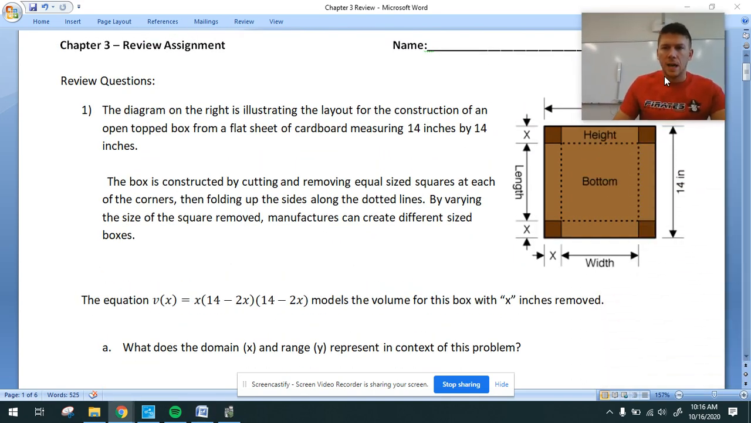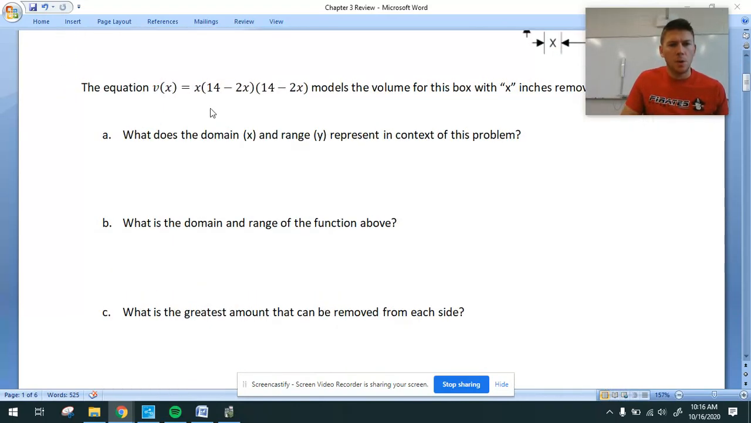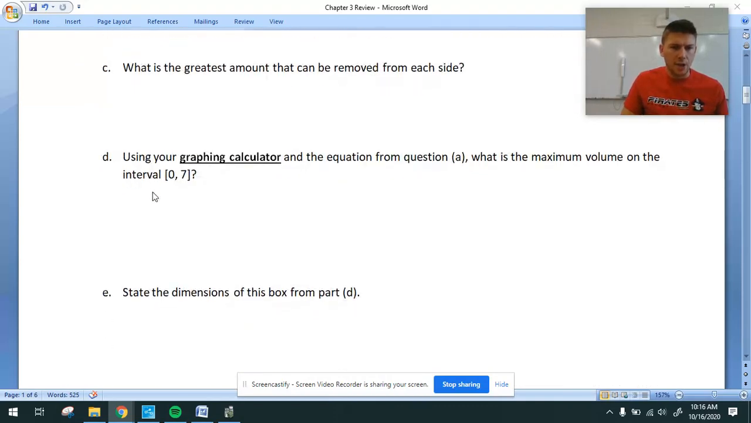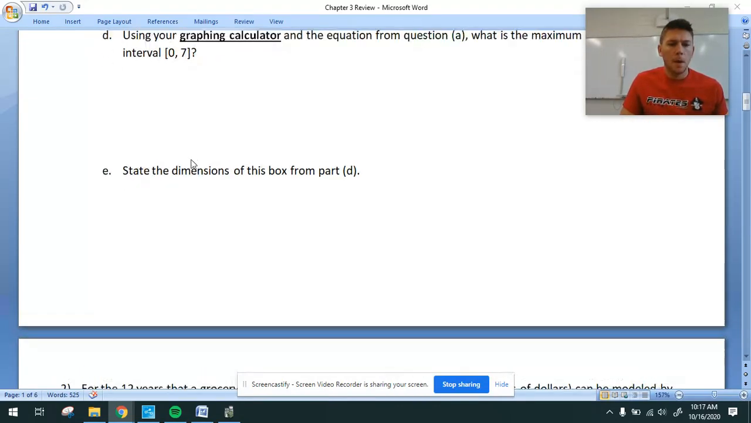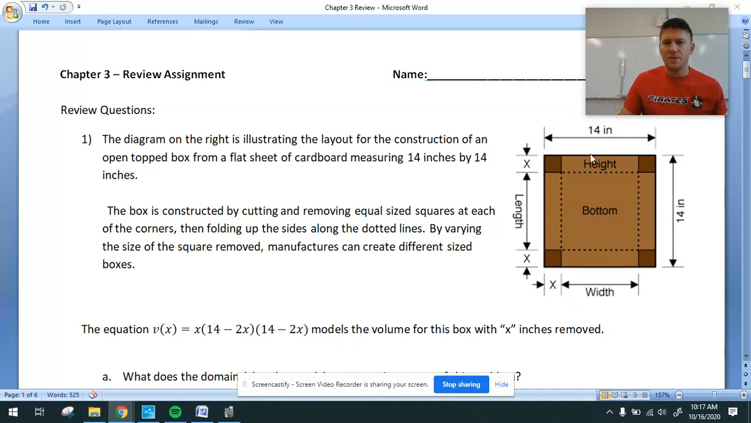I wanted to spend a little bit of time today running through this first question on the review packet that you guys had for homework. So the scenario is laid out in these first couple sentences, and then from there you have the equation given that models the scenario, and then you've got some extension questions, A through E.